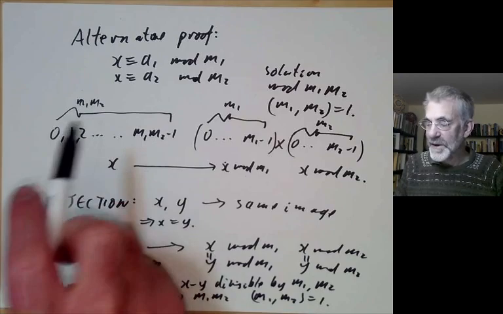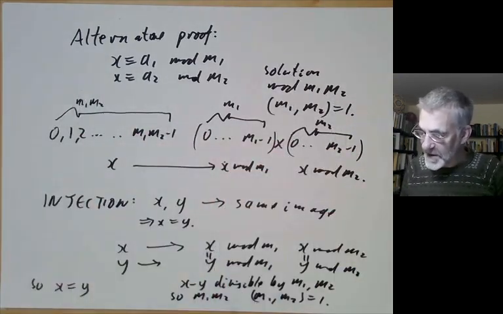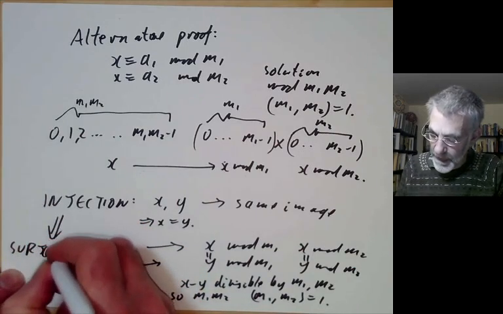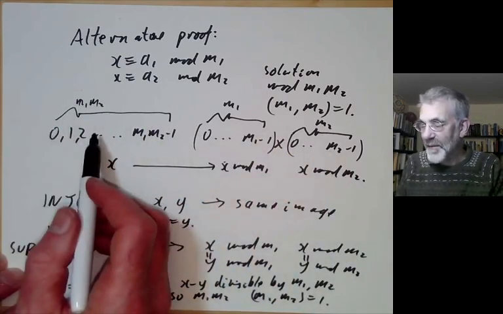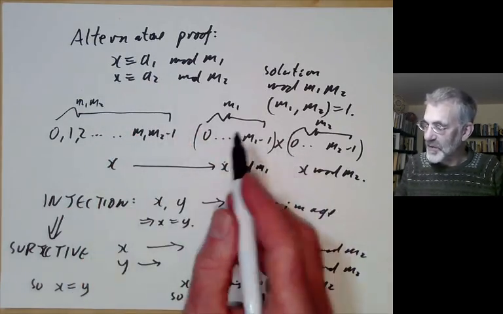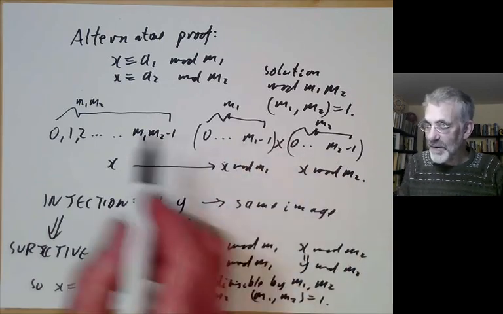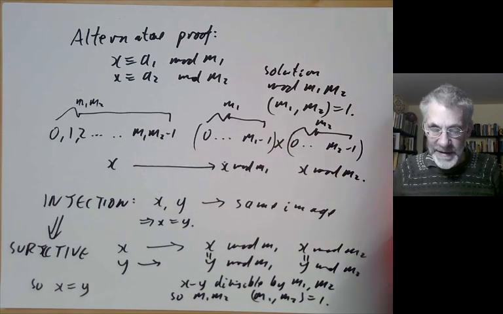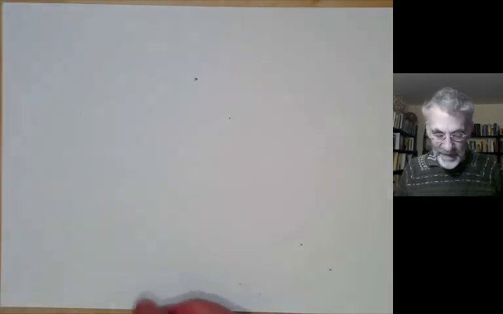Now, if we've got a map between two sets of the same size that's injective, then it must also be surjective. In other words, for every element here, there must be an element here mapping to it. So this shows that given any elements A1 and A2, A1 would be in here and A2 is in here, we can find an element here mapping to both of them. So that's a sort of abstract existence argument for the Chinese remainder theorem.